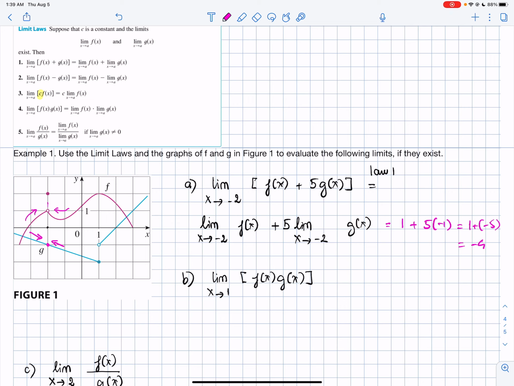So you notice that when we're talking about the limit, when x approaches a number, we have to calculate both sides, from the right side and from the left side of that number.